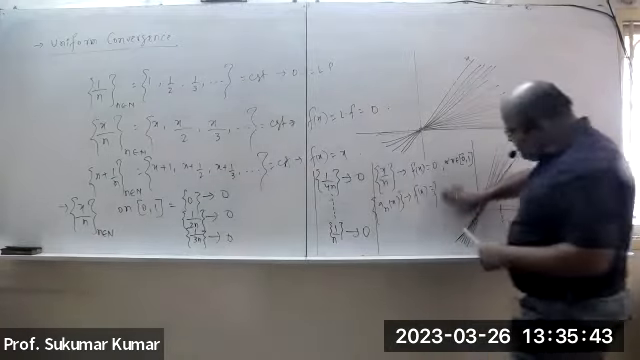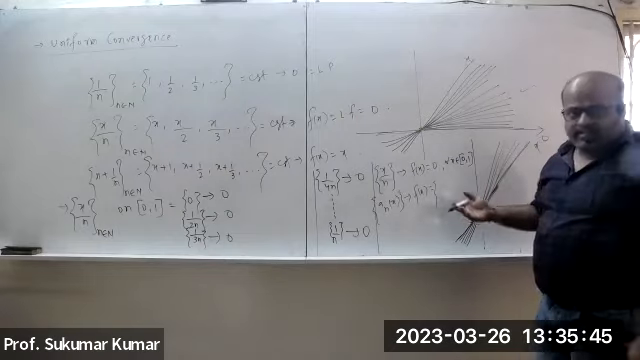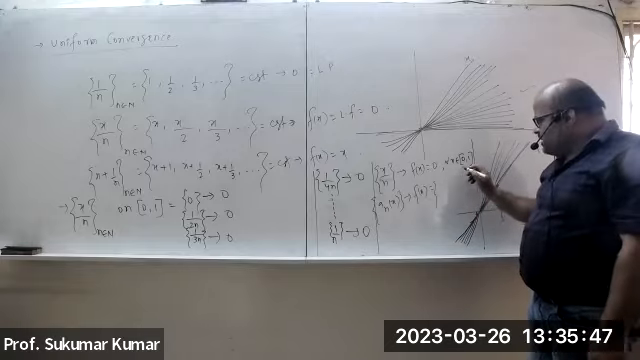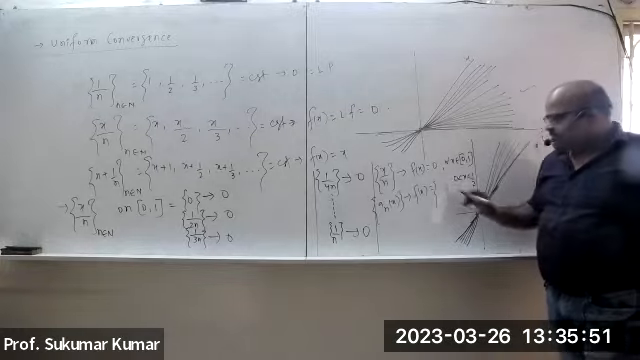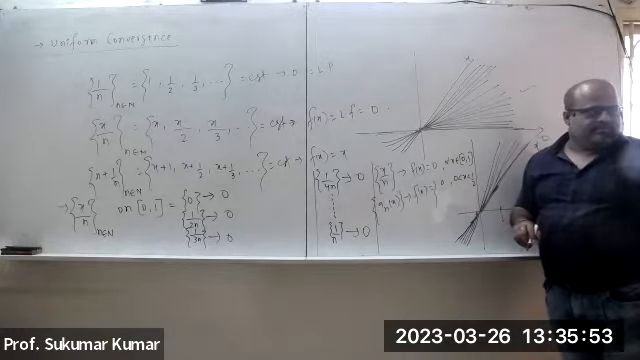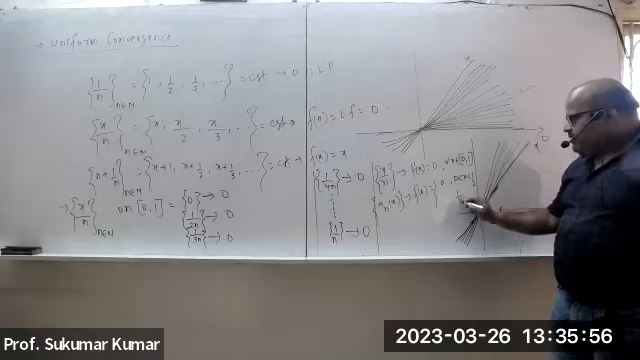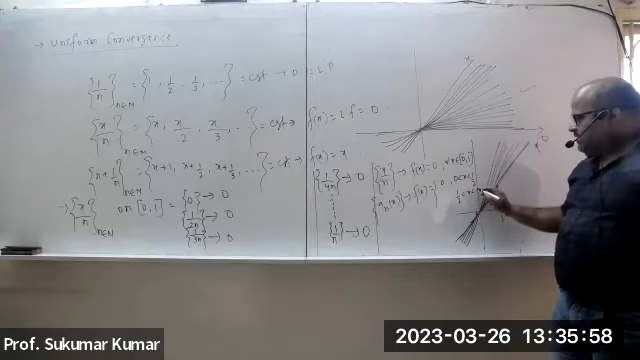Suppose I will define it, otherwise you will get confused. Suppose I wrote: 0 for x less than 1 by 2, I got 0. For 1 by 2 less than x less than 1, I got 1.